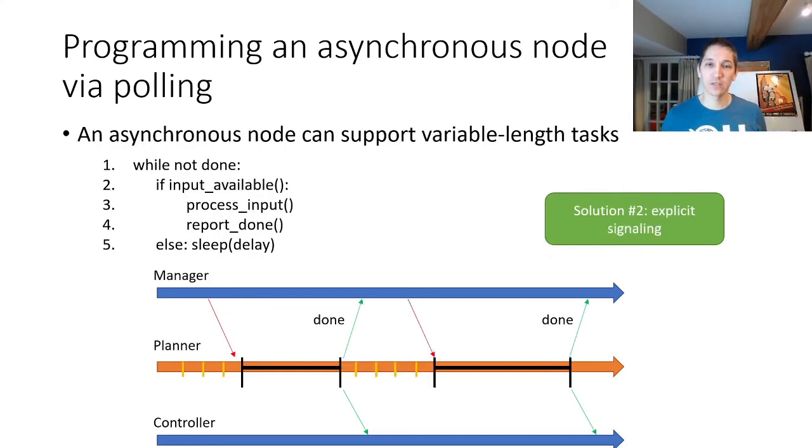Another possibility is to use explicit signaling. The planner can indicate to the manager when it's done, so that after it processes the input, it not only outputs to the controller, but it also reports done back to the manager. And the manager, by convention, is supposed to respect the status of the planner. This takes a little bit more coordination between your different nodes, but it is also a valid way of handling these varying length tasks.